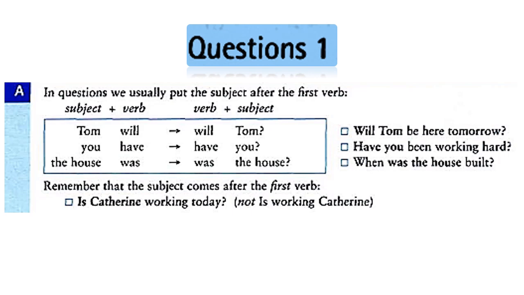We have an example. Is Catherine working today? Not is working Catherine. It is wrong to say is working Catherine. We must say is Catherine working today?